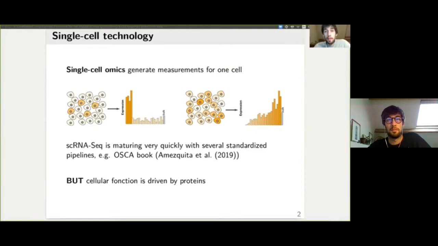Single-cell RNA sequencing is probably the most popular single-cell technology, and it has matured very quickly over the last few years. Several standardized analysis pipelines came out, and I highly recommend the Bioconductor book about orchestrating single-cell analyses. It really helped me dig into the field. However, when you are interested in cellular function, you would rather look at proteins than RNA. You might think that RNA is a good proxy for protein, and I would say, well, yes and no.